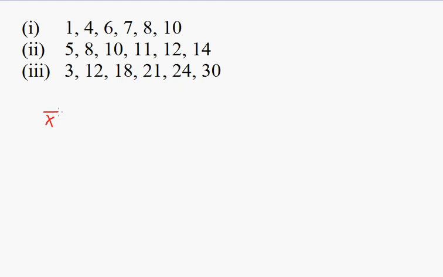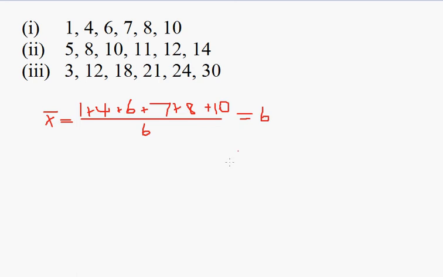So the mean will be equal to 1 plus 4 plus 6 plus 7 plus 8 plus 10 all over 6. Okay, so just do the arithmetic. I've got a calculator here next to me. So 1 plus 4 plus 6 plus 7 plus 8 plus 10. Add them up, I get 36. And divide by 6, of course, I get 6. So I get an average of 6.